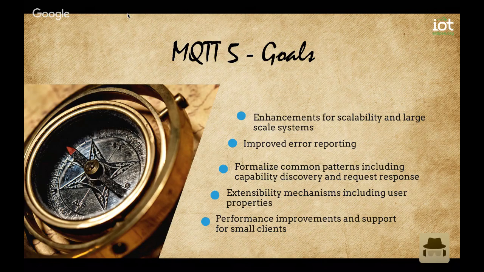And one of the most wished features by users was also the extensibility of the protocol. So because there weren't, let's say, headers like people know from HTTP, MQTT wasn't that flexible. This changed with MQTT 5. And of course, performance improvement for small clients were also a big part.